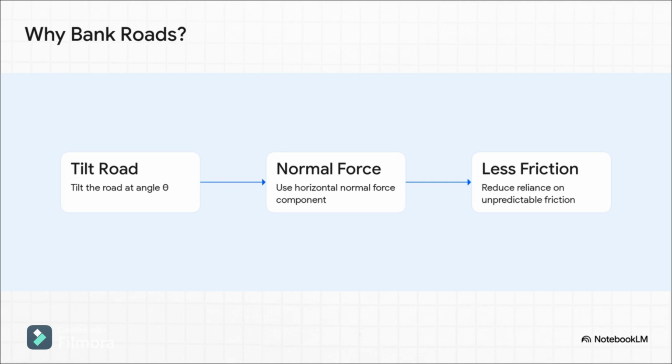What if it rains? What if someone spilled oil on the road? To engineer a much safer turn, we bank or tilt the road at an angle theta. By doing this, we essentially force the horizontal component of the car's normal force to point directly toward the center of the curve. Suddenly, we don't have to rely on friction at all.